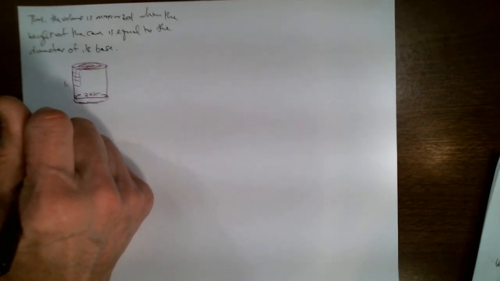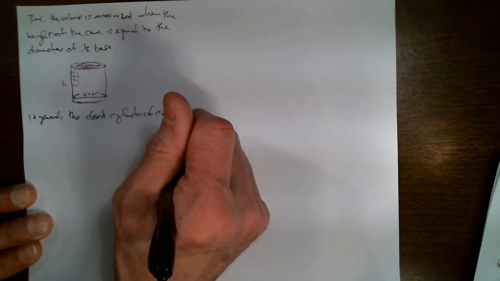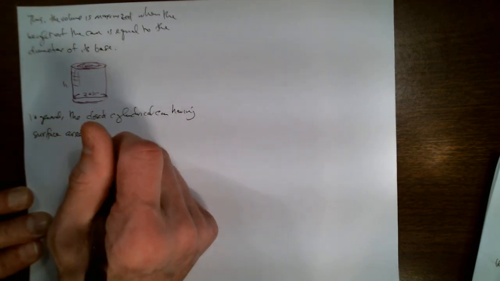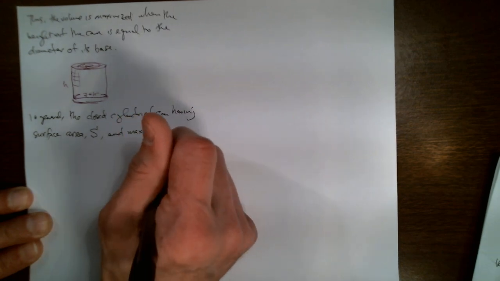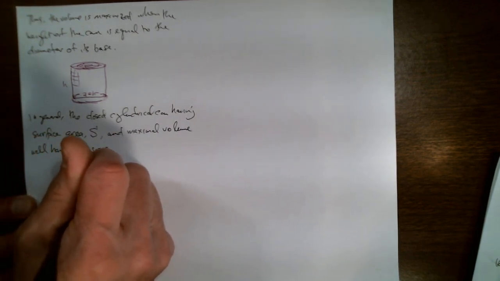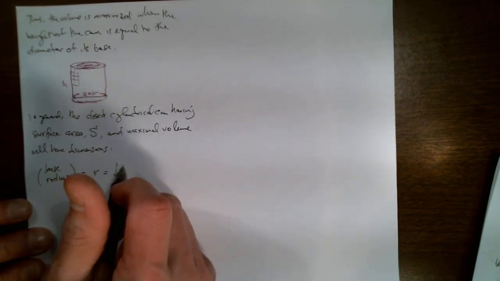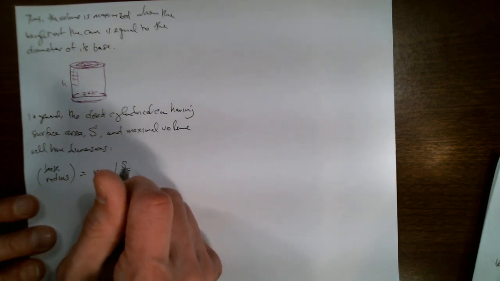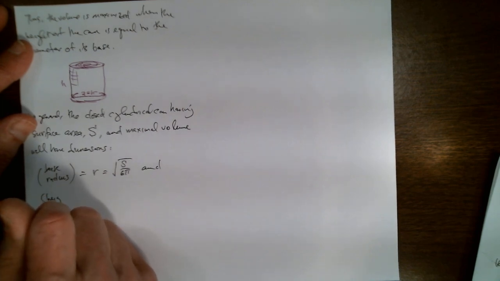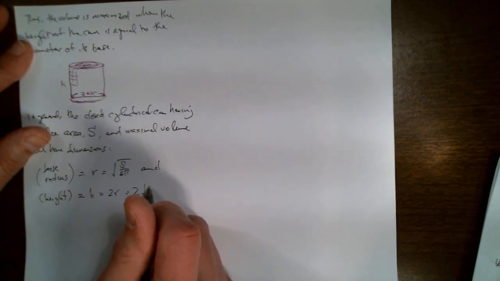In other words, in general, the closed cylindrical can having, let's say, some arbitrary surface area, call it capital S, and a maximum volume, will always have the dimensions that the base radius, which is our variable r, is always going to be the square root of whatever the total surface area is divided by 6 pi units, and the height of our can, h, is always going to turn out to be twice r, or in other words, 2 times the square root of S over 6 pi.